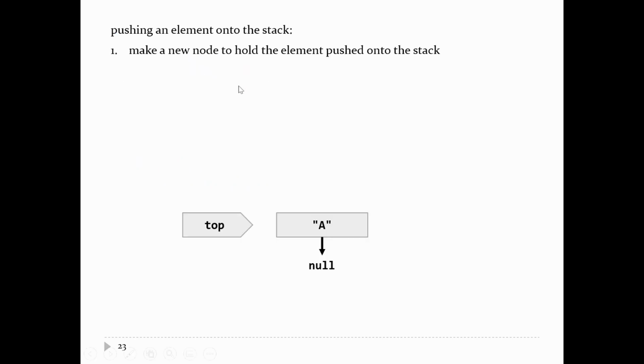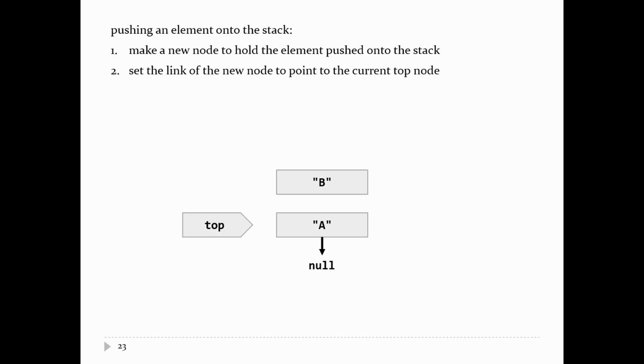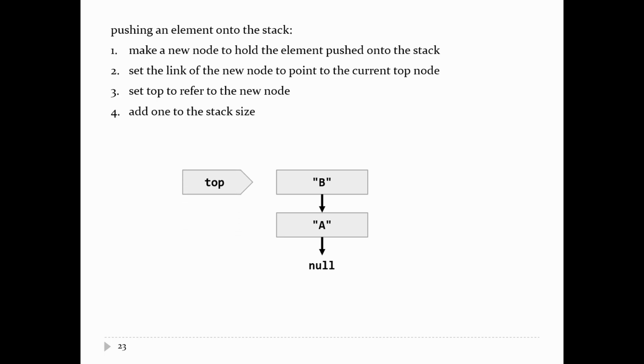Pushing an element onto the stack, so just remember what it looks like. If I want to push an element onto the stack, I make a new node. So in our push method, that's the first thing we're going to do. We're going to set the link of that node to point to the current top element of the stack. Then we're going to adjust the top element of the stack, and then we're going to add 1 to the stack size. So we're just going to do these 4 things.